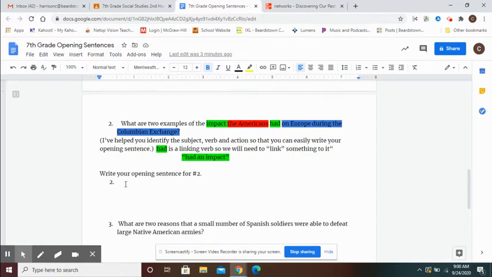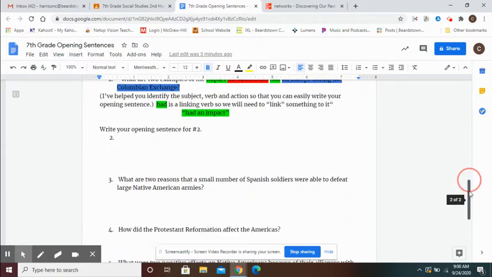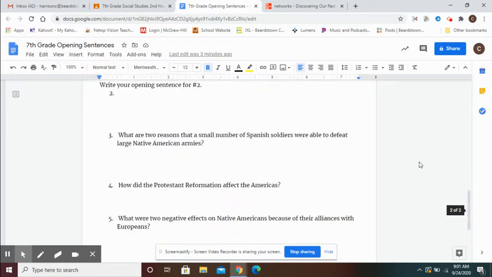So down here, you're going to write the opening sentence. Start with your subject, follow it up with your verb, and finish it with your complete thought. Go ahead and do the same type of process for questions 3, 4, and 5. Click Turn In, and you have your assignment done for today.